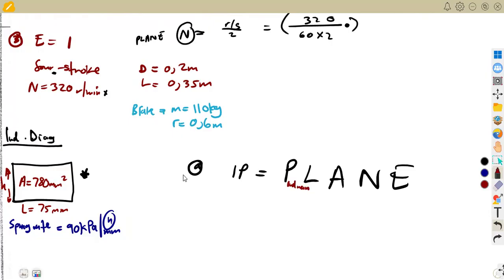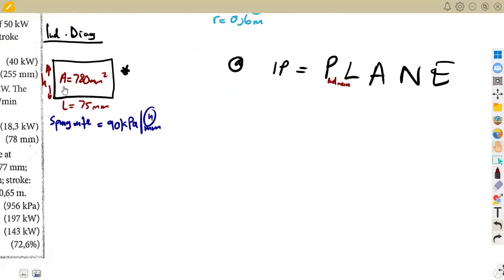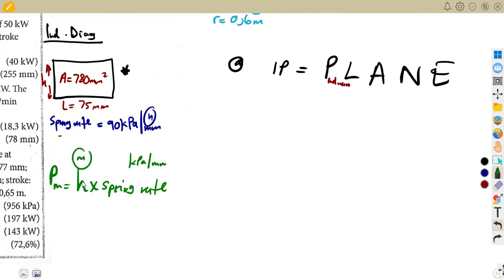All right. So from this formula, what will be our indicated power? This one we do not have. That is the one they gave us from the indicator diagram. What do we find there? We find the indicated mean effective pressure, PM, which is the height times the spring rate, the spring stiffness. It is given in kilopascal per millimeter, so our height must be in millimeters.